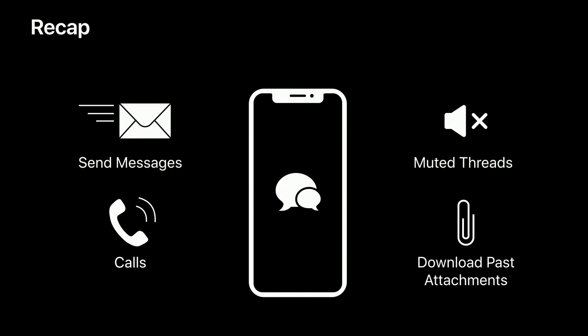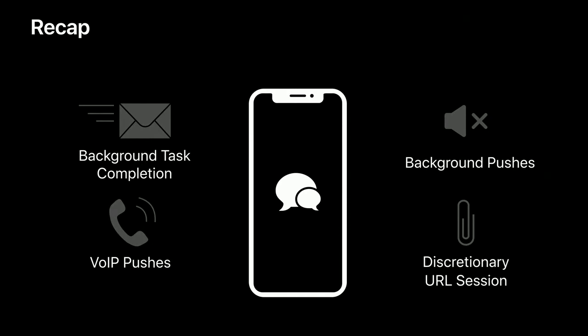So to recap, we had a messaging app, and it features some core functionality. You could send messages, make phone calls. It allowed the user to mute threads, and you could download past attachments. And we used a different API to accomplish each of these. We used the background task completion to guard that our message would send, even if the user left the app. We used VoIP pushes as a way to enable phone calls. We used background pushes as a best effort way to give the app runtime to respond to new content. And we used a discretionary URL session to download attachments at the right time.